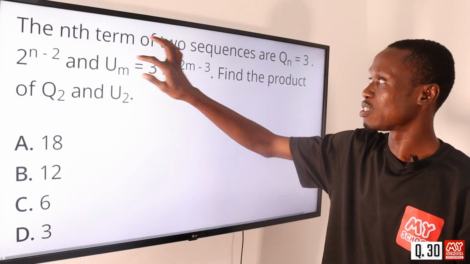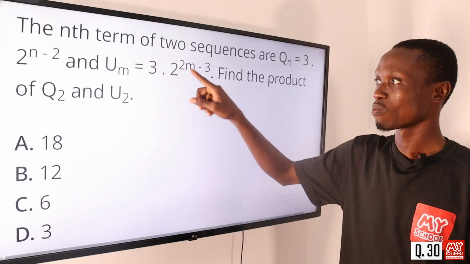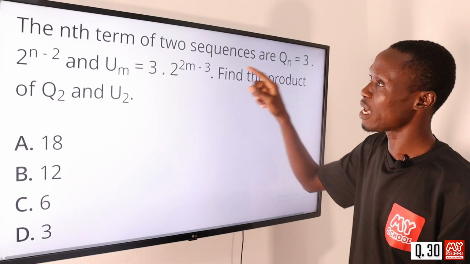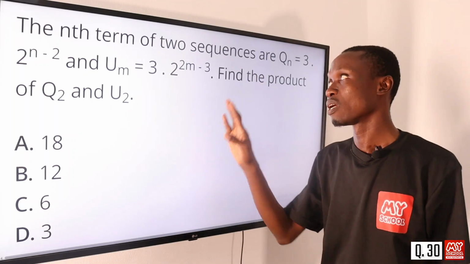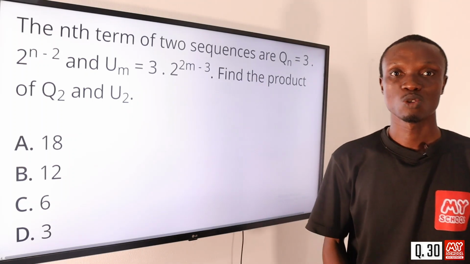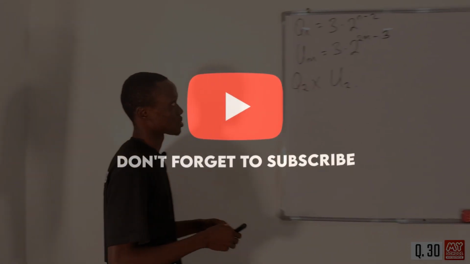So anywhere you see n in this equation, you replace it with 2. And for this, anywhere you see n, you replace it with 2. So basically, that is what this question is saying. So let's move over to the board to provide answer to this question.